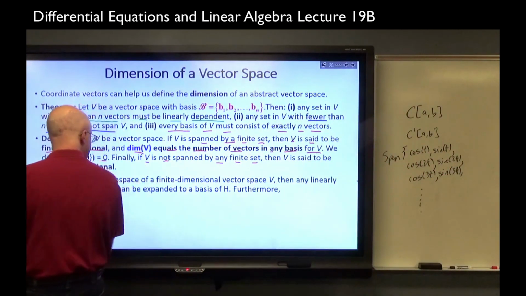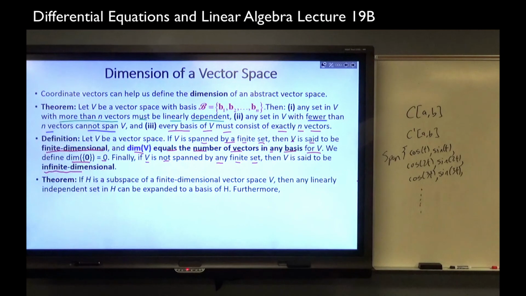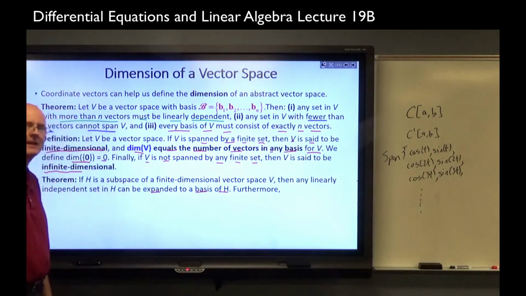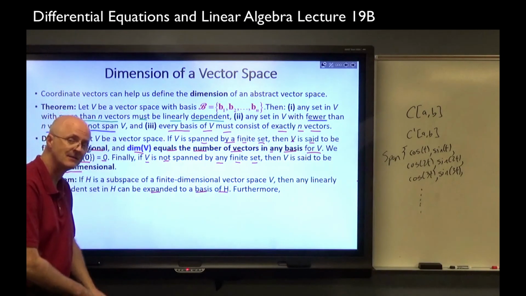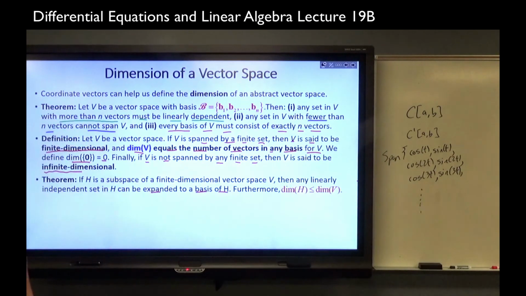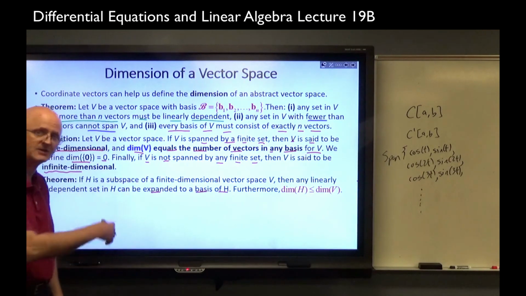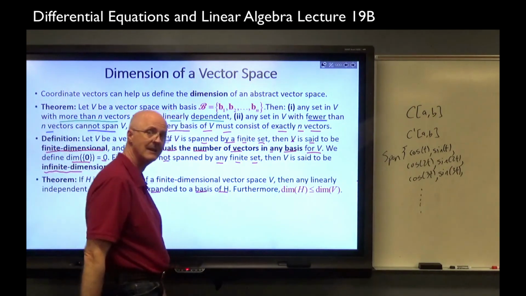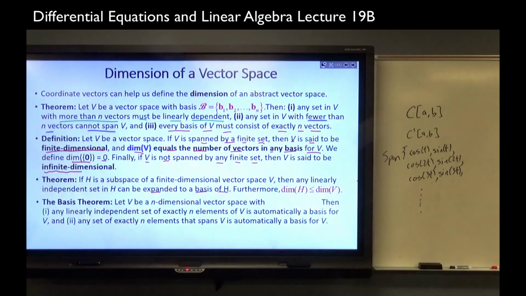Theorem: if H is a subspace of a finite dimensional vector space V, then any linearly independent set in H can be expanded to be a basis of H. It may not span, so you may have to make it bigger. Furthermore, the dimension of H is less than or equal to the dimension of V. That better be true. If H equals V, then the dimensions will be the same. If H does not equal V, then actually you can put a strict less than there.